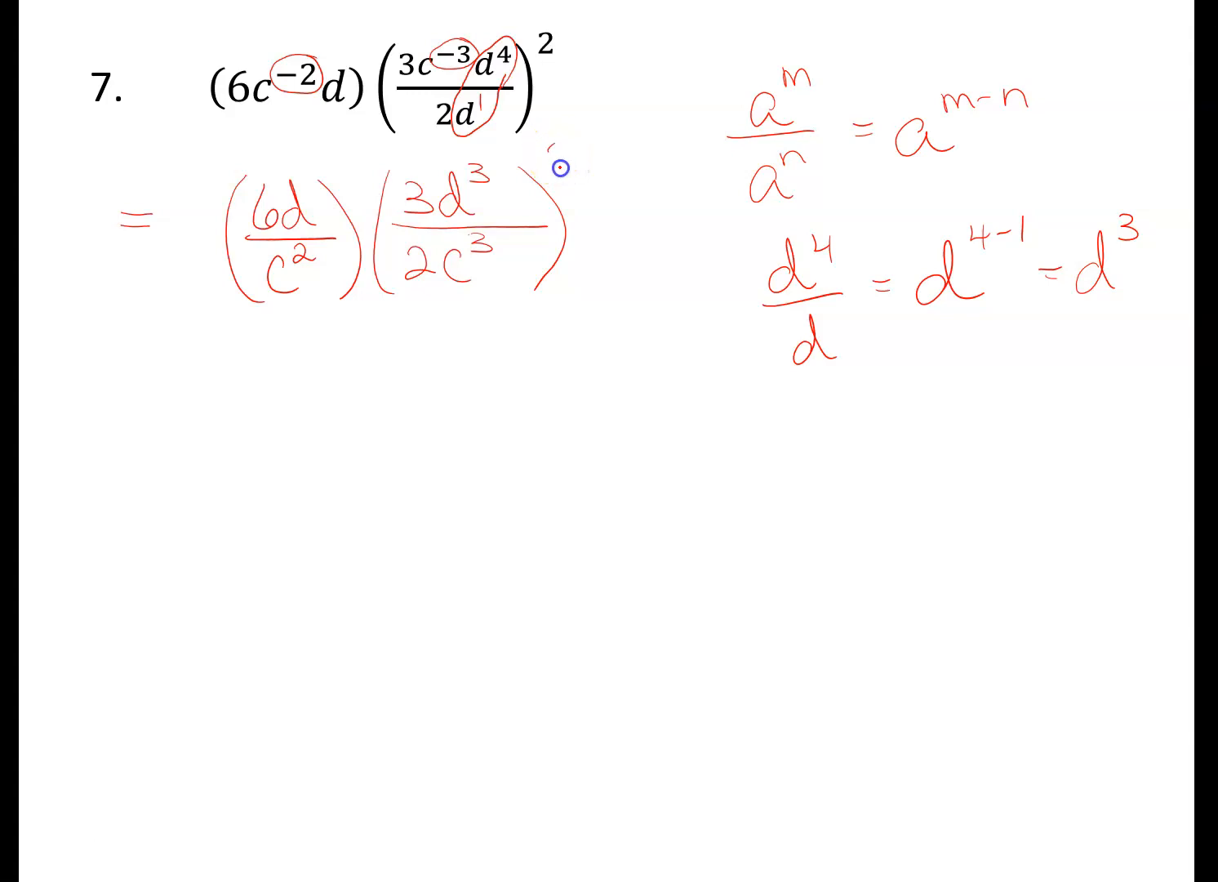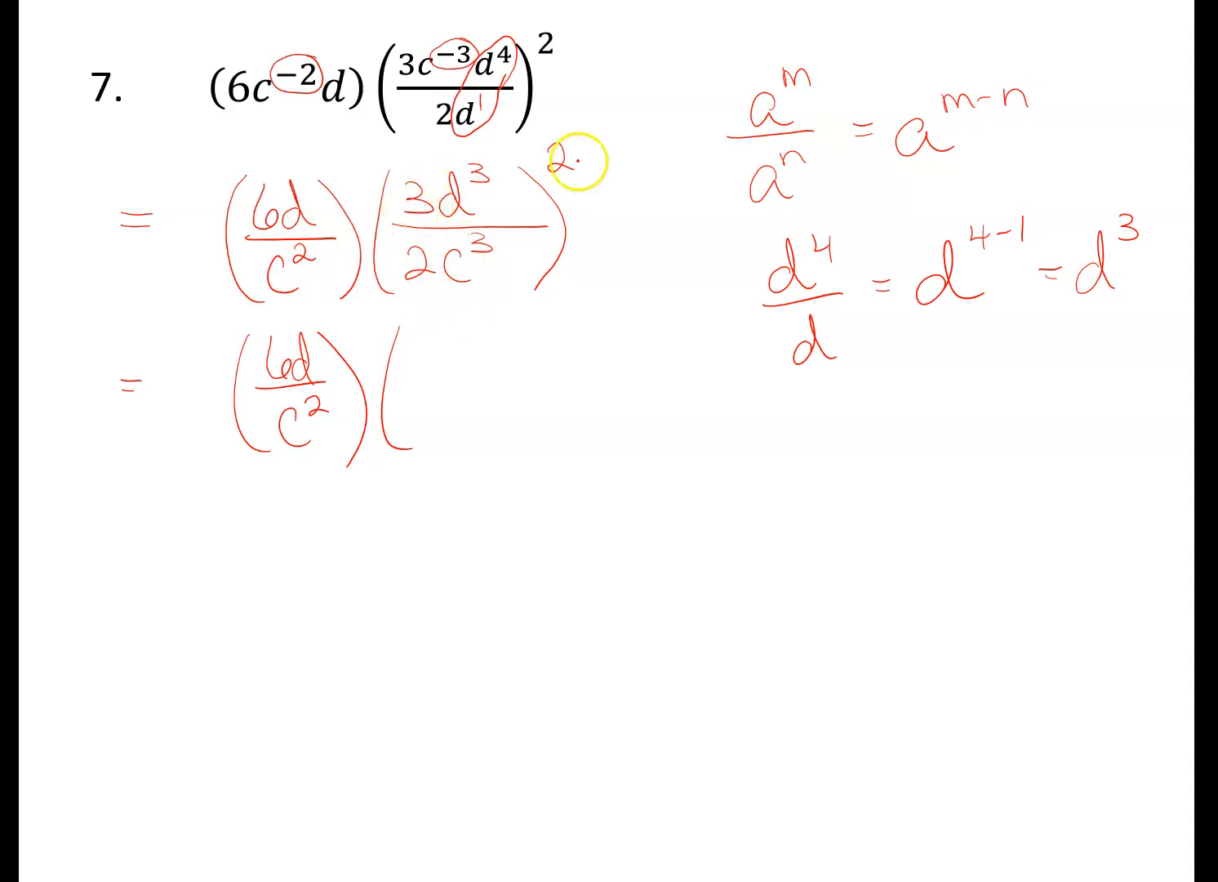Okay, and then we still have our square on the outside. So I've simplified this fraction that is squared as far as I could simplify it. Now I'm going to go ahead and square. So this 6d over c squared, just leave it for now. We'll come back and deal with it in a moment. But we need to square each part of this fraction. So I'm going to not write it out this time. Let's just try to do it by figuring out what the answer to each of these squared is.